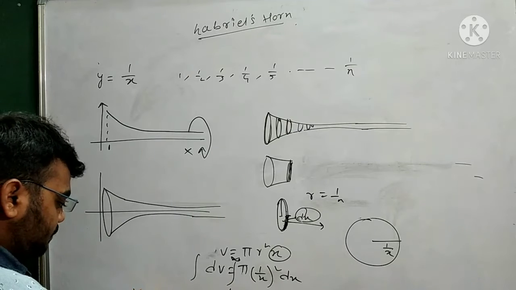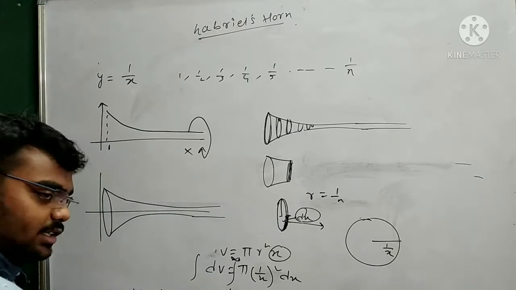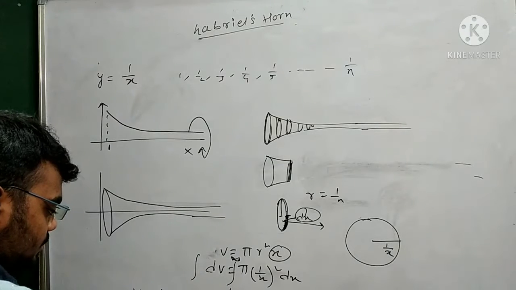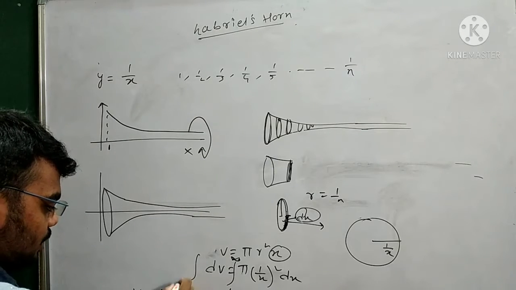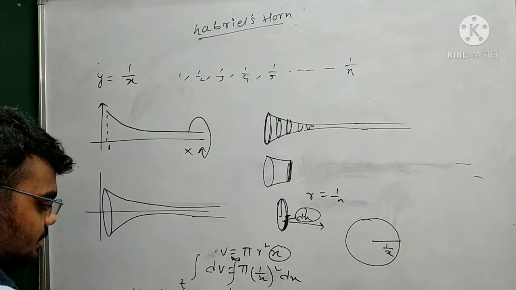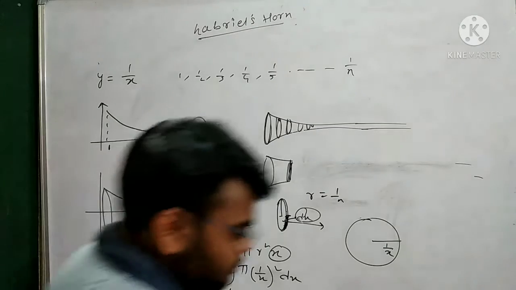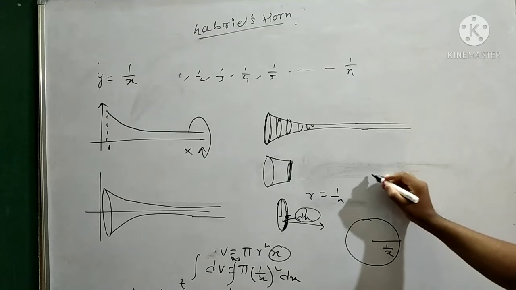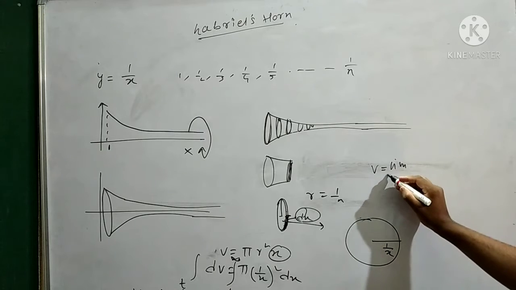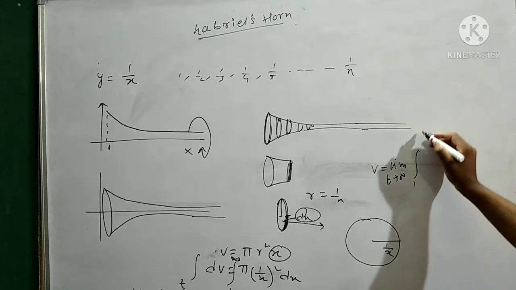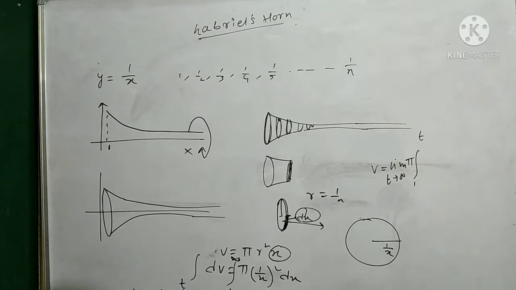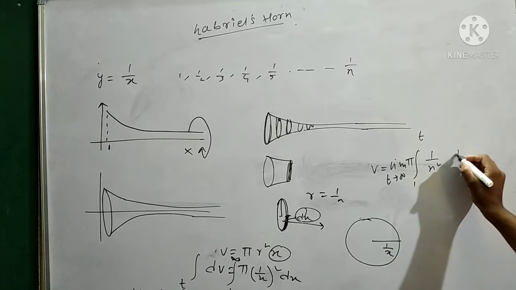So V equals, if I take the limit, it is improper integration. We all know improper integration, I think so. It will become the limit t goes to infinite, integration from 1 to t, pi 1 upon x whole square dx. We can take the pi before the integration, because it is a constant term, then it will become 1 upon x square dx.